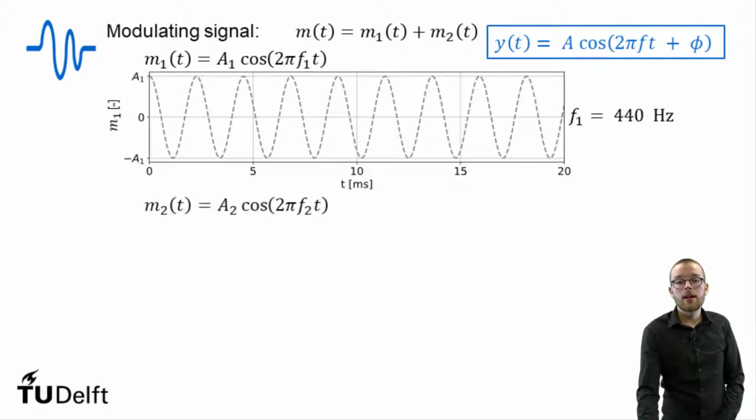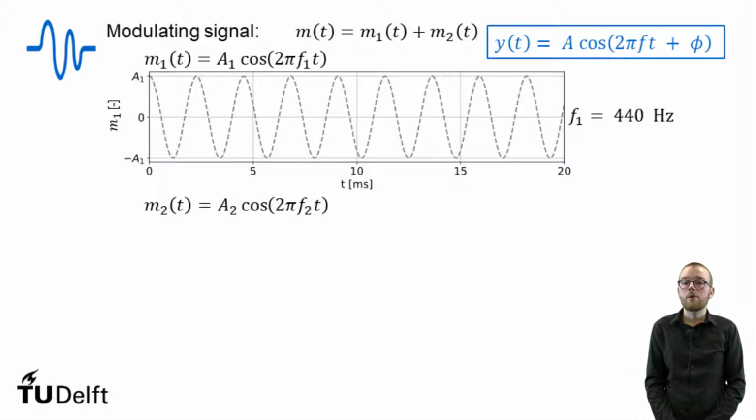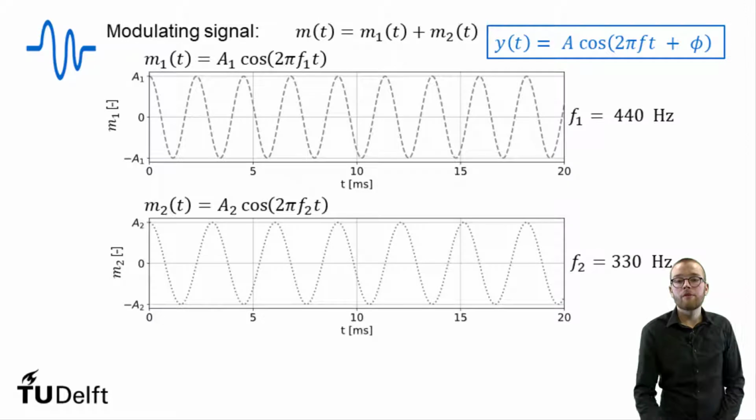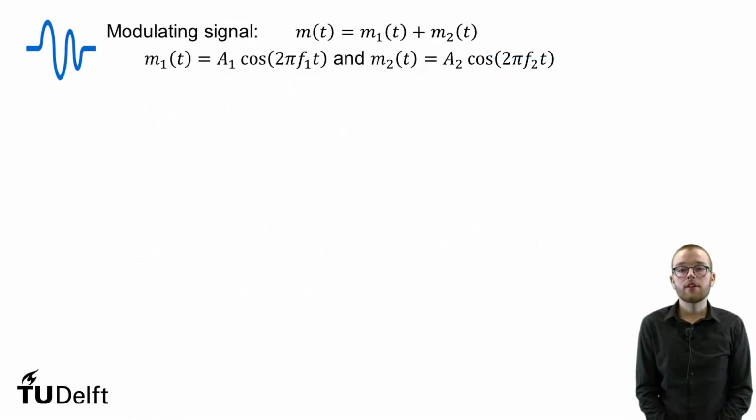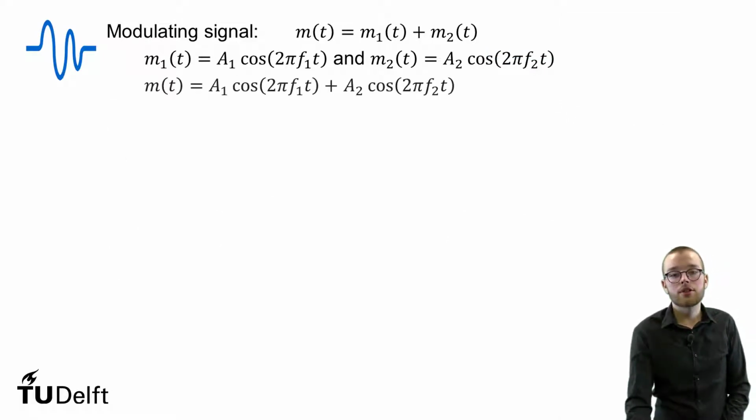Our second tone has a similar mathematical equation, but instead of A1 we have A2 and instead of F1 we have F2. Let's look at this equation graphically as well. With a frequency of 330 Hz on the same timescale of 20 milliseconds, we see that there's a little less oscillations in this same period. We can find our final modulating signal by summing the 2 notes. This gives us the following.